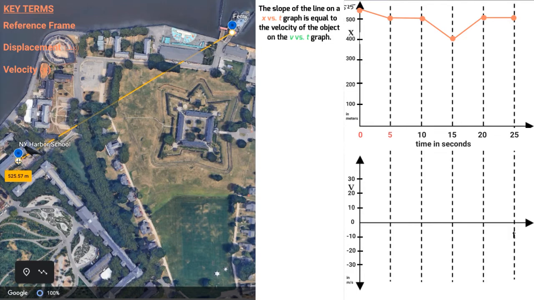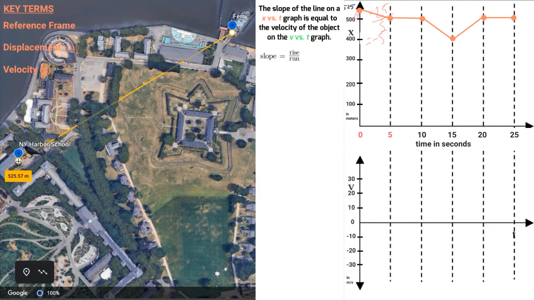And the next step is to determine the velocity of the crow. To do that, we need to determine the slope of the position time graph. And the formula for the slope of a graph is rise over run. So here between intervals 0 and 5, our rise is going to be 25 in the negative direction, so negative 25. And our run is 0 to 5, so it is 5. So our slope is negative 5 meters per second.